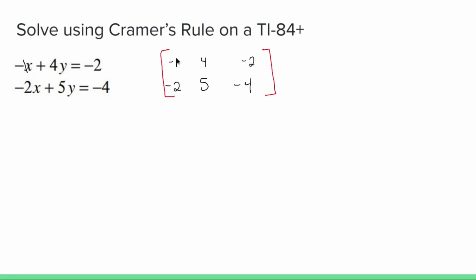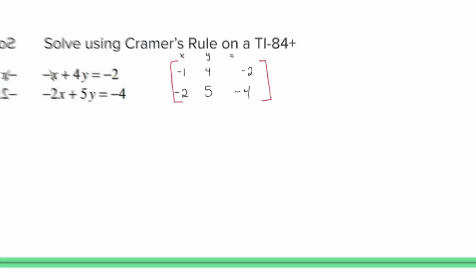Now keep in mind, this column represents x values, this column represents y values, and this column represents what our numbers equal. So let's quickly go to our calculator, plug this information in, and use Cramer's rule on a TI-84 Plus.